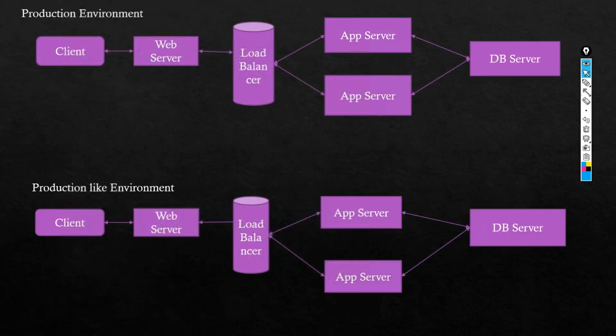Okay, now if you see, let's say this is the production environment, and this is the production-like environment. What do you mean by production environment? Production environment is nothing but when the application goes live, when the application is deployed for use by the end users. That is production and the production environment.